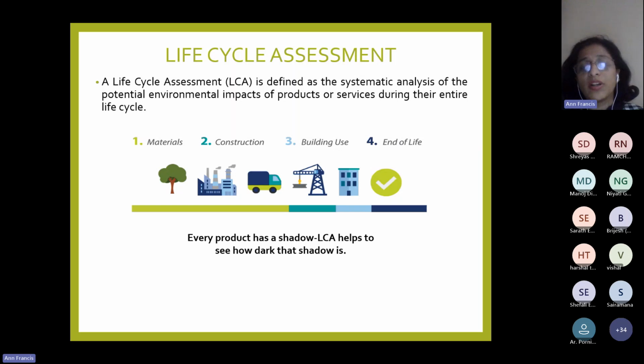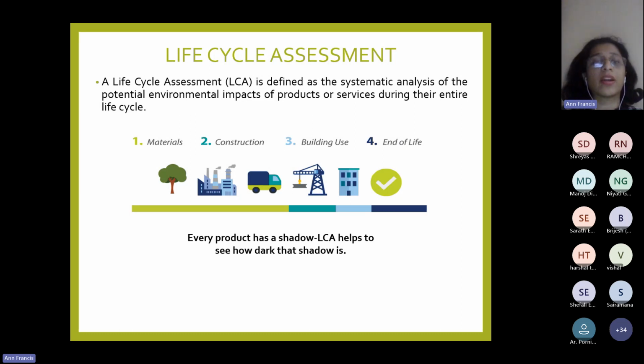Now it also brings us to the point that every product has a shadow. And when we say a shadow, a shadow is something dark, right? So every product does involve some environmental impact. Most products, from production to use, involve some kind of influence or pressure on the environment. Now, how dark is that impact?